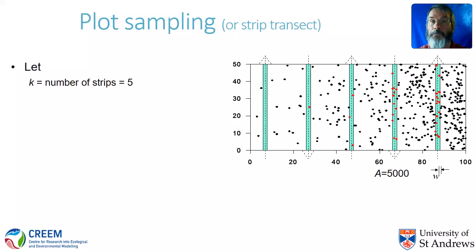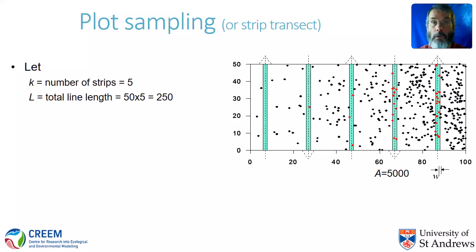So we proceed slightly differently. We now define the number of places that we visit, the number of plots that we visit, or the number of strips that we visit. In this case, I've denoted those areas that are visited in green. And so we decide ahead of time how many of those places we'll visit. So we know the number of strips.